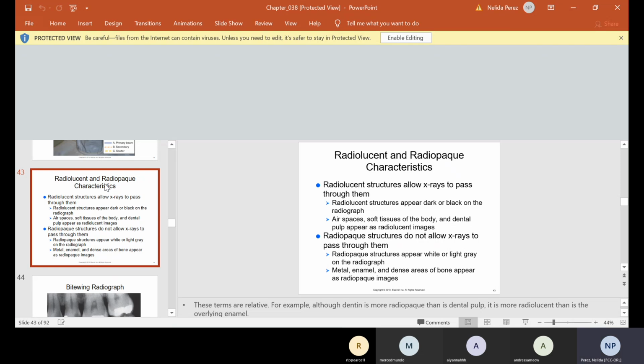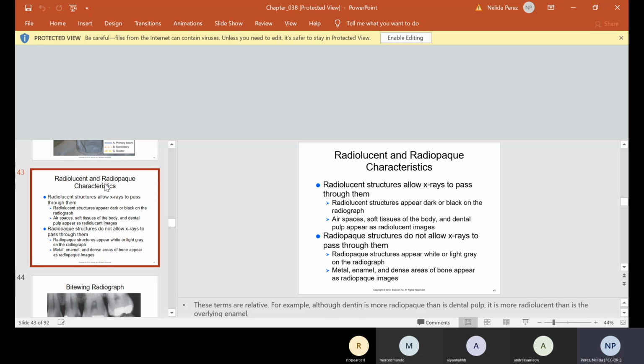Your radiolucent and radiopaque characteristics. Now, this is important for you to know when you're taking x-rays. Right now we're just taking x-rays so you can get used to it, but you don't really know what you're looking at yet. You probably only see black and white. So this is where we're going to go a little bit into what you're seeing on an x-ray.